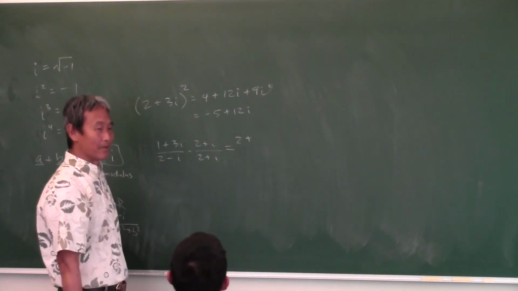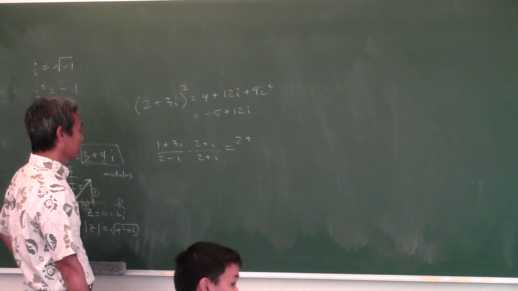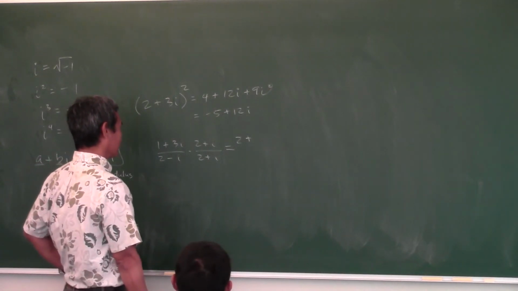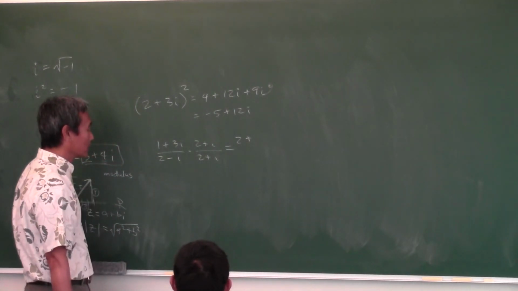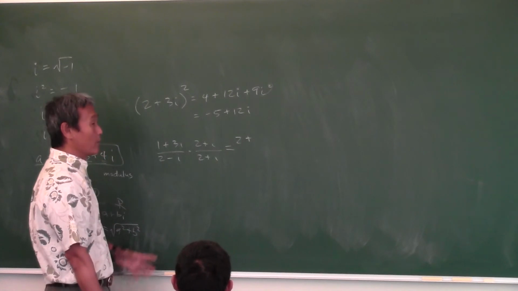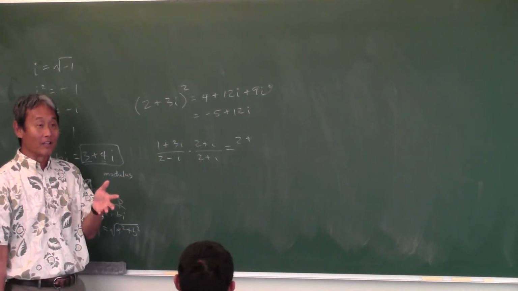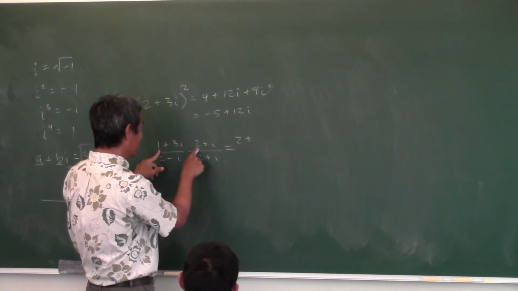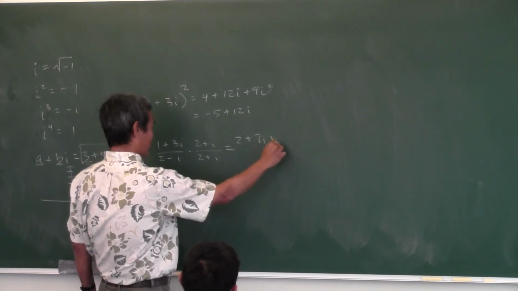Okay, let me call on somebody. 2 times 2 is 4, plus 6i plus i, so that's 7i. Did we or did we not learn FOIL in elementary school? Okay, plus 7i, sorry. Plus 3i squared.